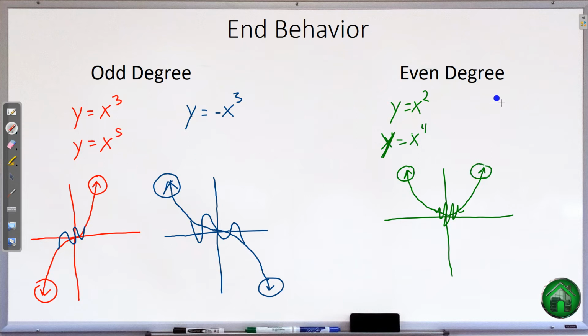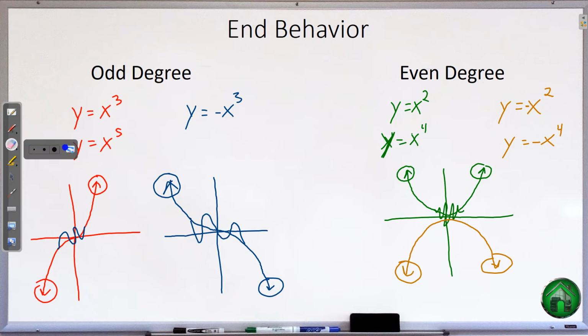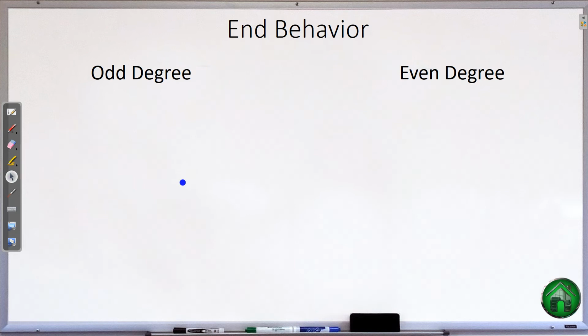Now, unless you have a negative in the front. Of course, all that does is take this parabola shape and flip it upside down. So now our end behaviors are both going down. So that can flip your graph upside down. That's one of the first things we're going to look at as we do our graphs of polynomial functions.